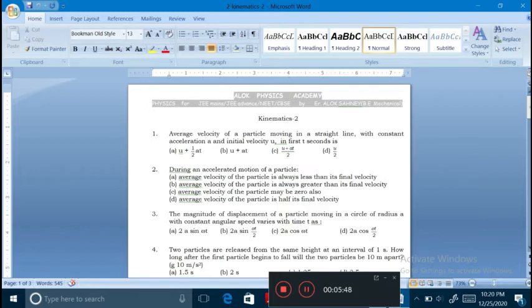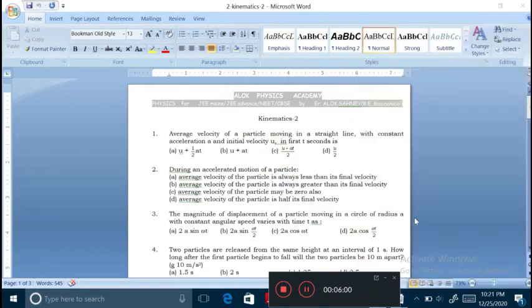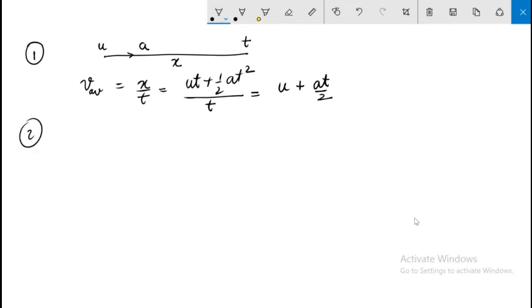So that means it is quite possible that the final velocity is less than the initial and obviously than the average velocity, right? For example, let us take an example to understand this option. Suppose a particle moves from here to here.